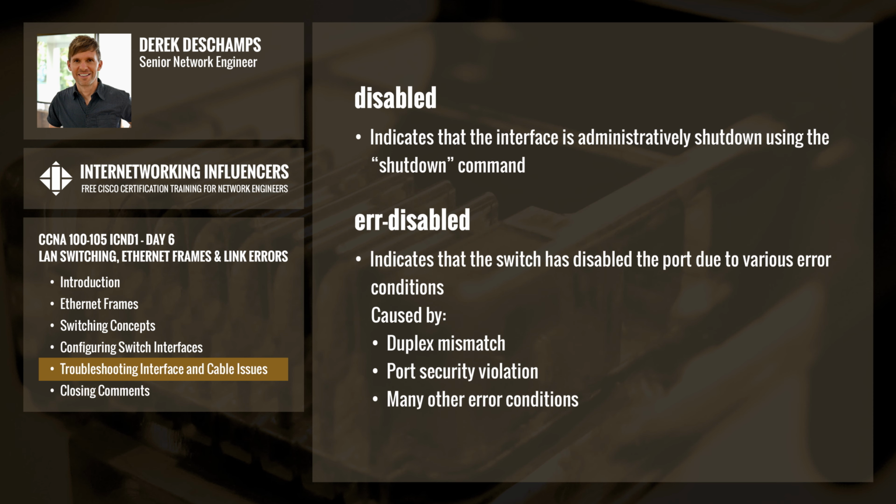Disabled status indicates that the interface is administratively shut down using the shutdown command. Err-disabled status indicates that the switch has disabled the port due to various error conditions. Err-disabled status can be caused by a duplex mismatch, a port security violation, or many other error conditions.